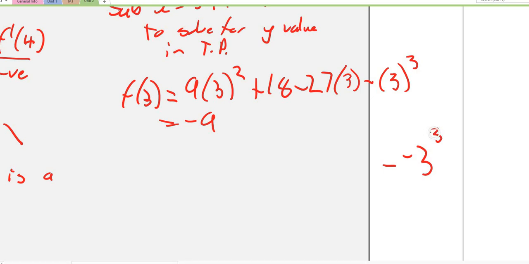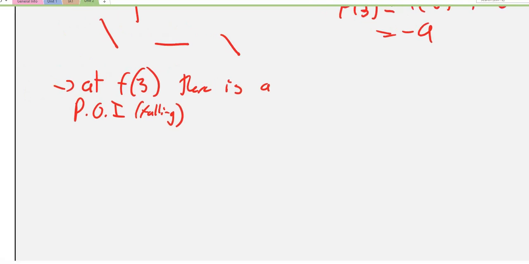But the other side of it is that it's clear what's being put in where. So therefore, there's a point of inflection, 3 comma negative 9.